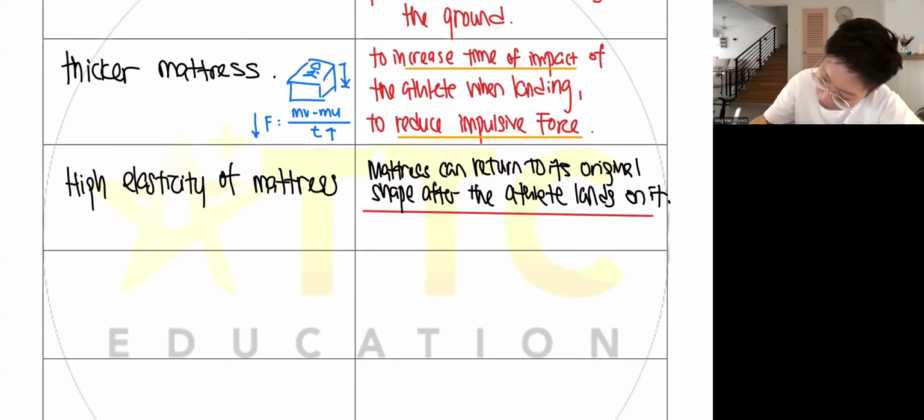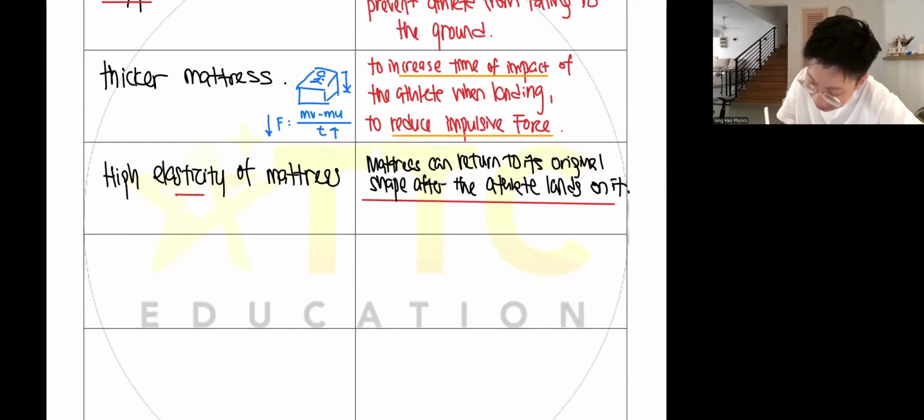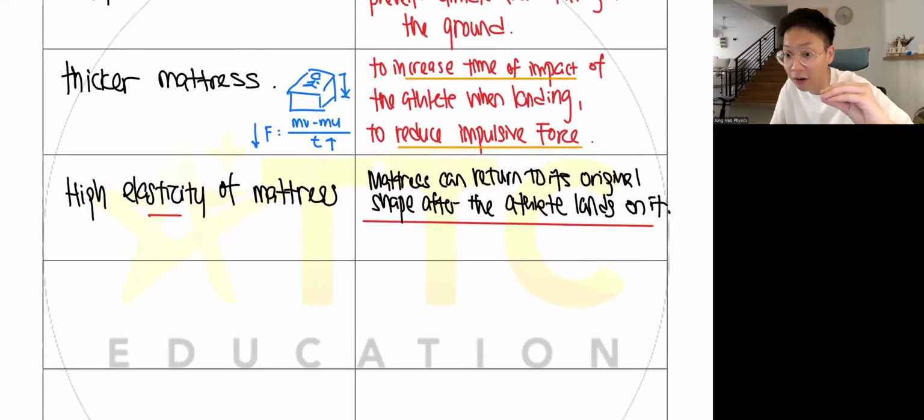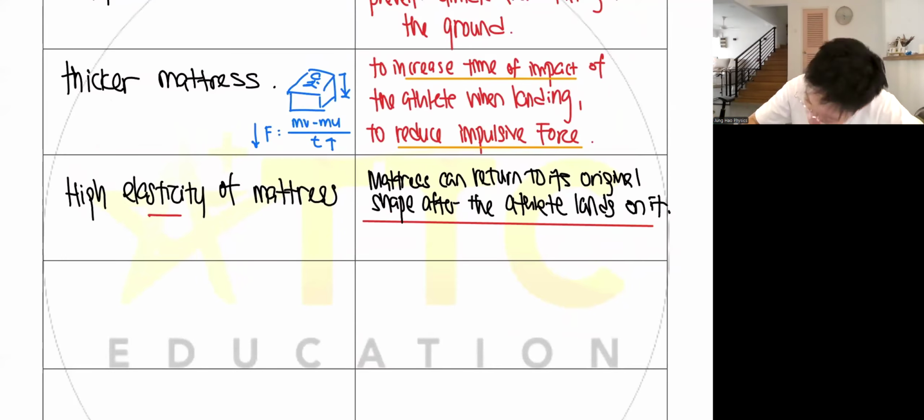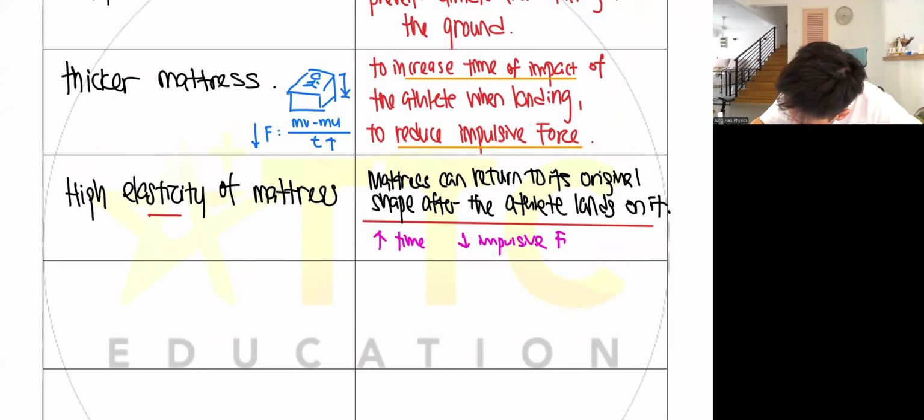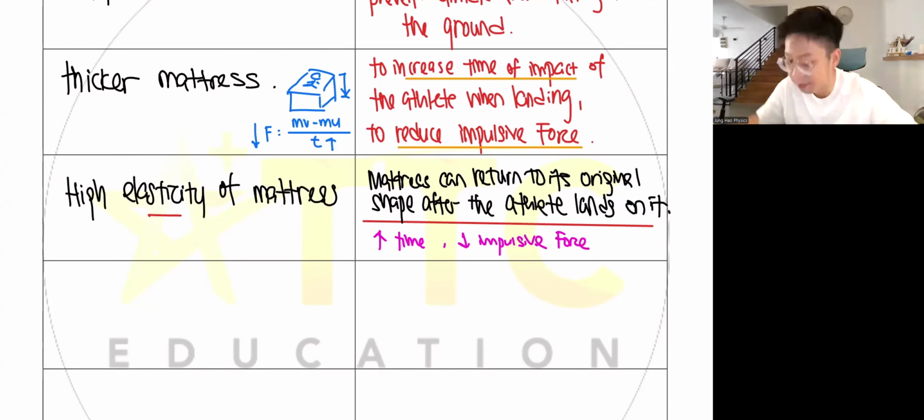But if you don't want to do this, you can also write back the same thing. Elasticity means that it will be bouncy. Correct. So you can also write back the same answer, whereby you just say to increase the time of impact to reduce the impulsive force. Pun boleh.